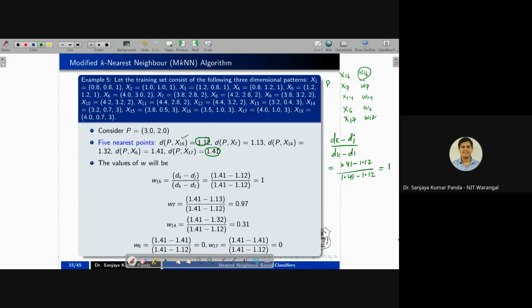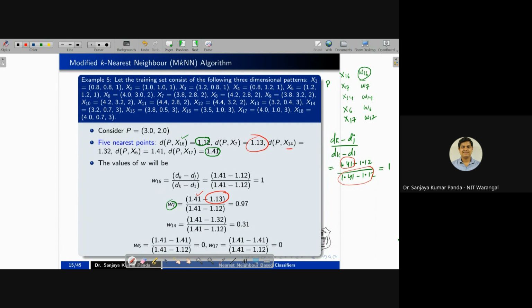Similarly, how to calculate W7? Note that these three values are the same for all the weight calculations: 1.41 in the numerator, and 1.41 and 1.12 in the denominator. When you calculate W7, it is 1.41 minus the current distance 1.13, and the rest is 1.41 minus 1.12 in the denominator. So you will get a weight value of 0.97.